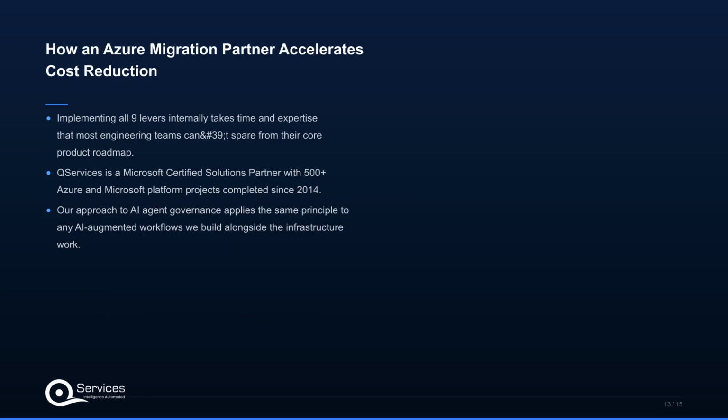Next up, how an Azure migration partner accelerates cost reduction. Implementing all 9 levers internally takes time and expertise that most engineering teams can't spare from their core product roadmap. An experienced Azure migration partner brings 3 things: a structured Azure infrastructure assessment that identifies the highest value opportunities in your specific environment, engineering capacity to implement changes without disrupting production workloads, and ongoing governance through an Azure Managed Services provider model that keeps savings from eroding over time.